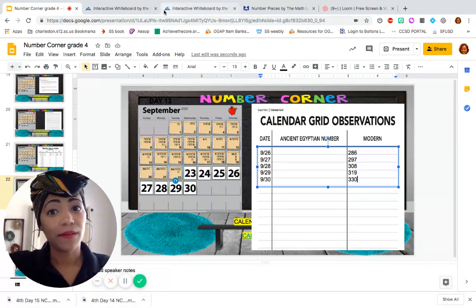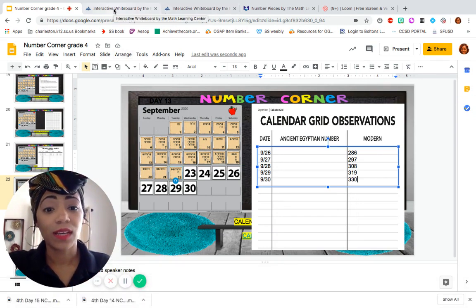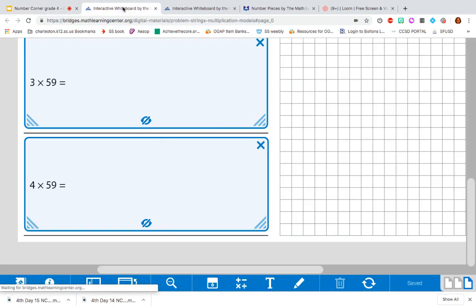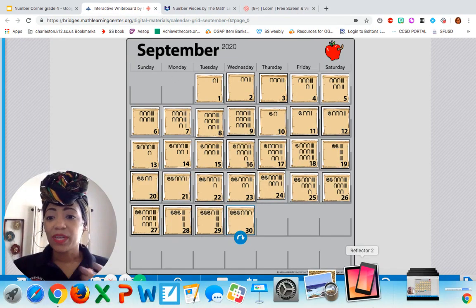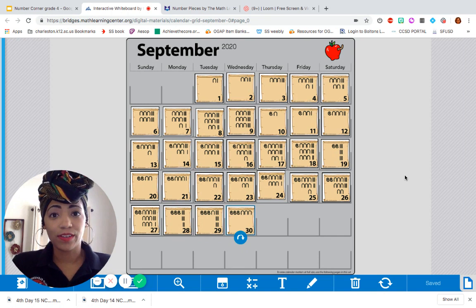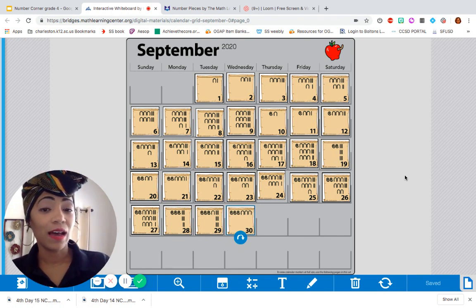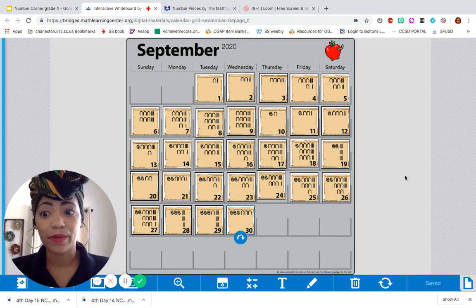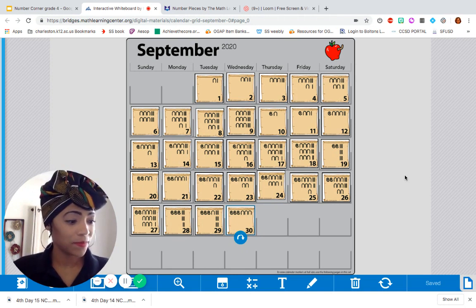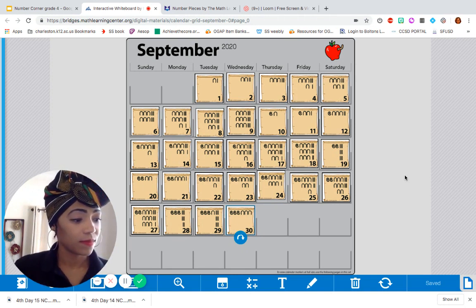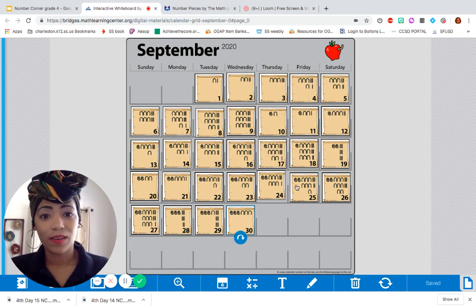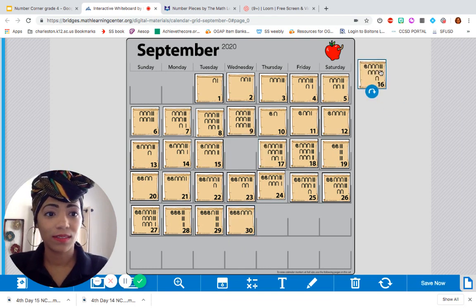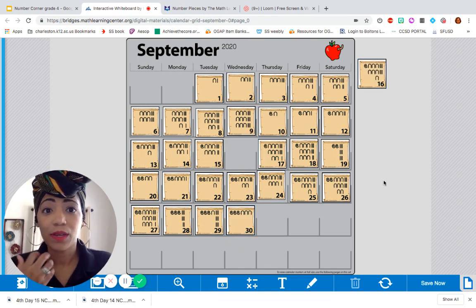Okay. Remember I said it's the last day, so I'm checking to see if you remember some of the things that we've done throughout this month. So I want you to pick a card, any calendar marker for this month, and explain to me how you determine the equivalent modern number. Okay, so let's do the 16th. Right? So how do we find the equivalent modern number?